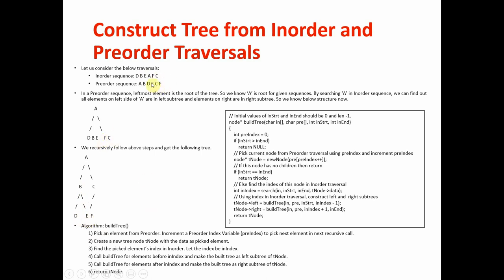Similarly for F and C, here we have C and F, right? So we did all the left subtree nodes. Now which one is the root of the right subtree of A? Is it C or F? It's C, because in the pre-order sequence it comes first, right? So C is the root of the right subtree of A, okay? Now, if you look at the in-order sequence, in the in-order sequence we have left, then node, then right, right? So F is on the left side of C, so we know that F is the left child of C. Okay, so if you have the in-order and pre-order sequences, we can construct the binary tree uniquely.